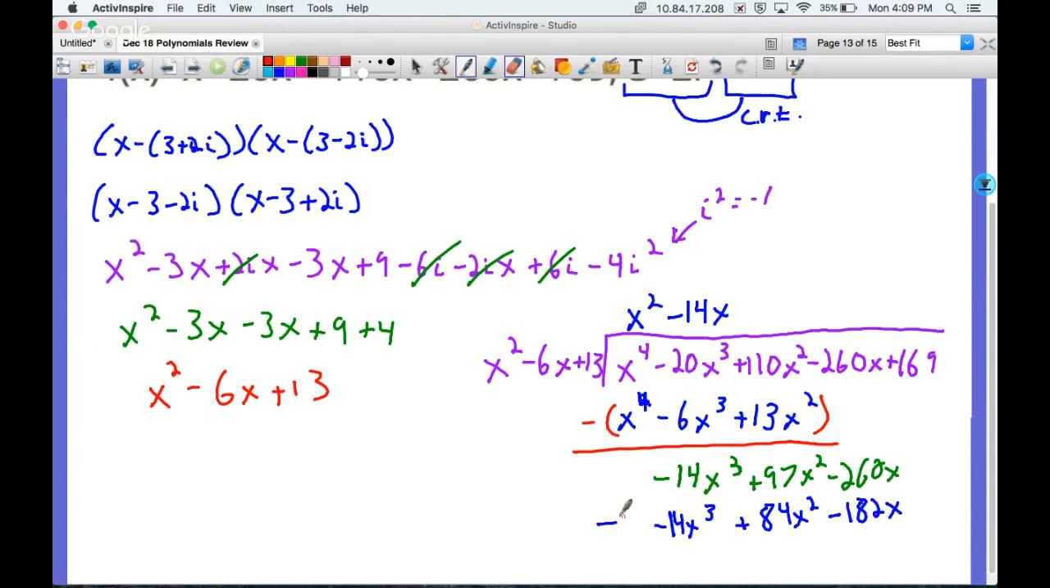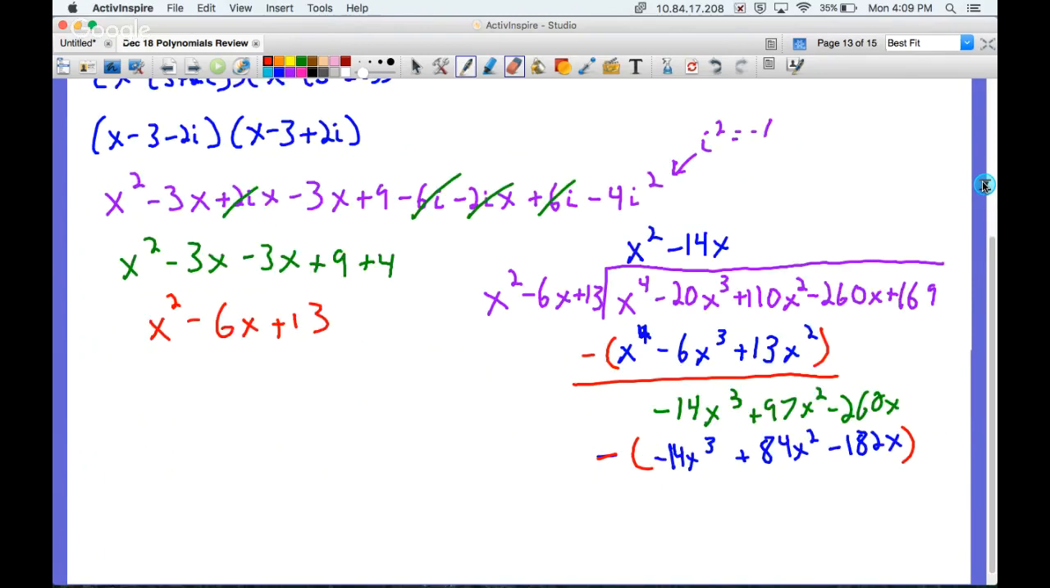Well, here I'll use a different color. Subtract it away. Our x cubed terms cancel now. 97 minus 84. That's 13x squared. Negative 260 minus a negative, or plus 182, gives us a negative 78x. And then we drop down our last term, a 169.